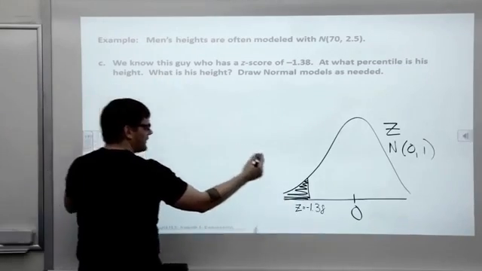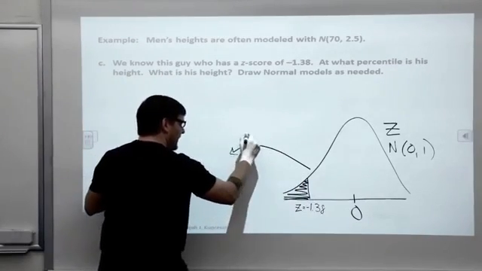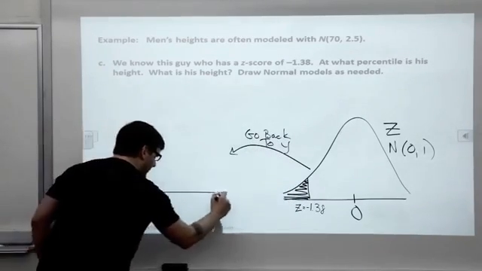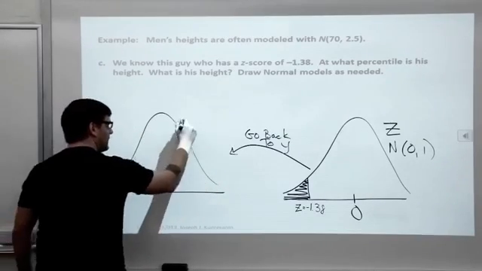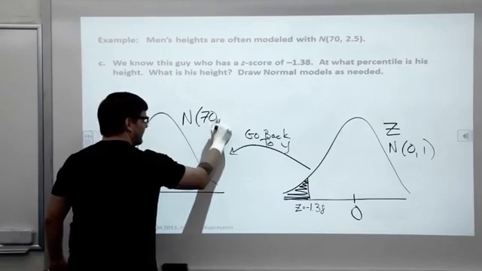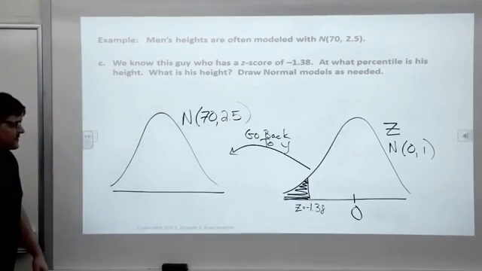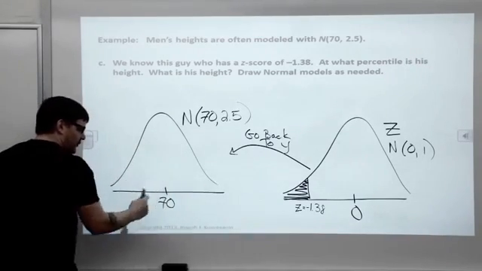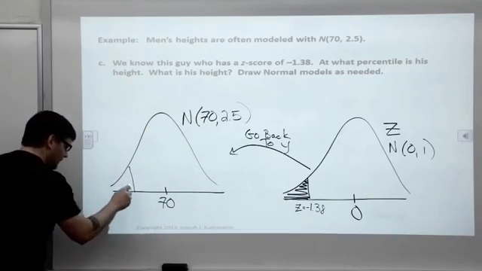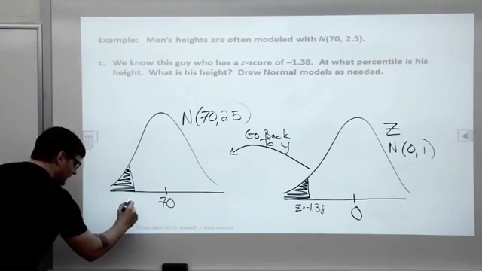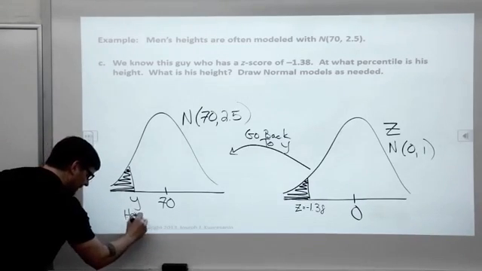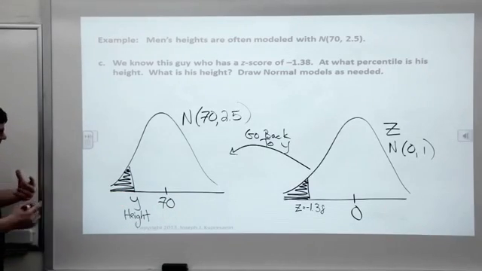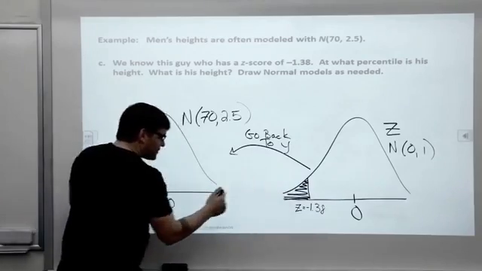If we converted backwards, so we start with a z-score and we go back to y, I can go back to the normal model for height, and here's that one. This is a normal model centered at 70 with a standard deviation of 2.5 inches. If I were to put the same shaded area right here, make the shaded areas the same, this y value, remember, that would be this guy's height. He's on the short side. He's 1.3 standard deviations shorter than the average height. This shaded area will be the same as this shaded area.